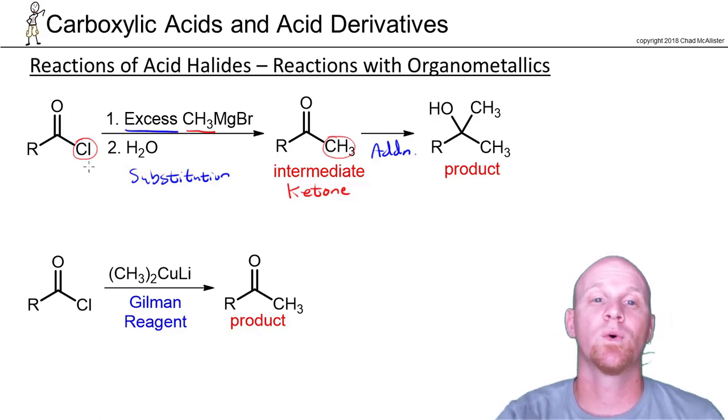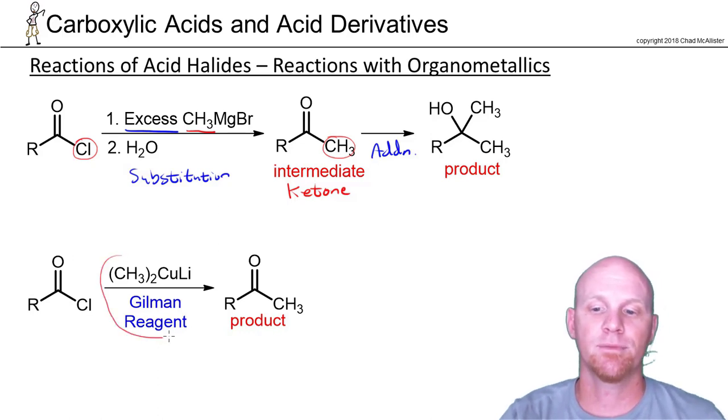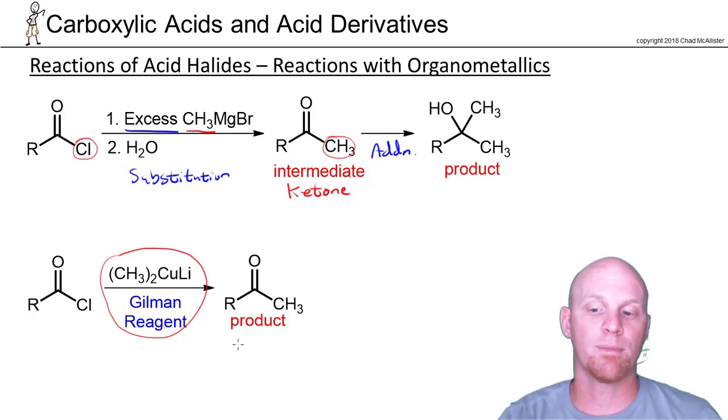If you want to add only one equivalent, actually we need to change up the reagent and use something less reactive, and that's your Gilman reagent here, a lithium dialkyl cuprate. So in this case, the copper alkyl bond is less polar and therefore less nucleophilic, and that's what you use if you want to stop at the ketone.